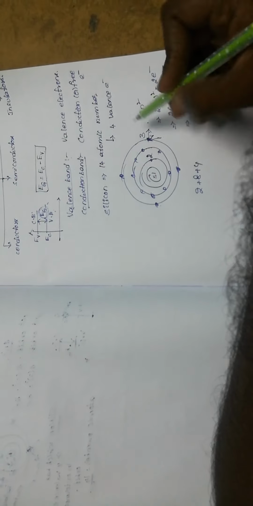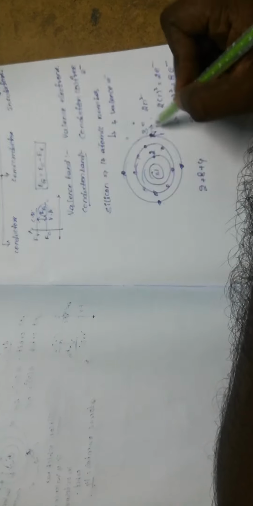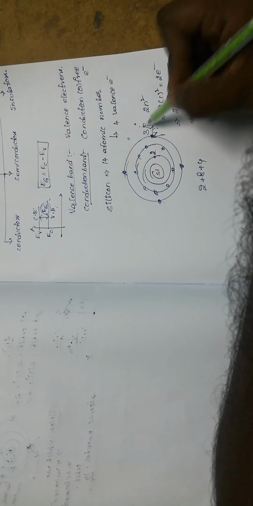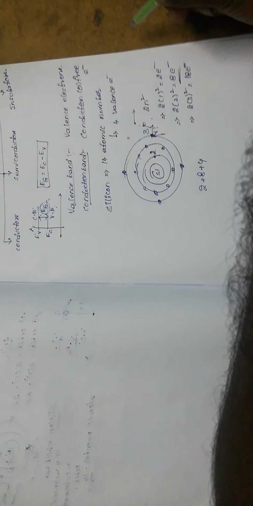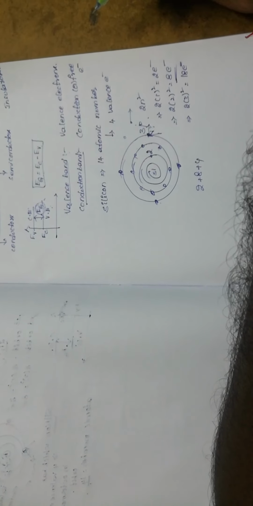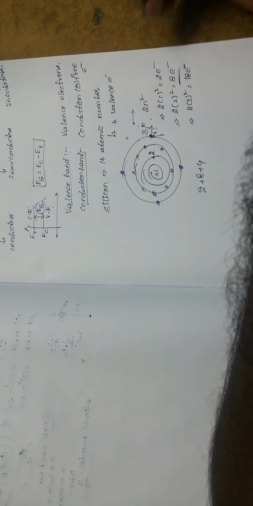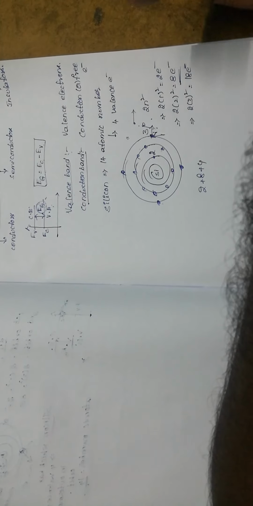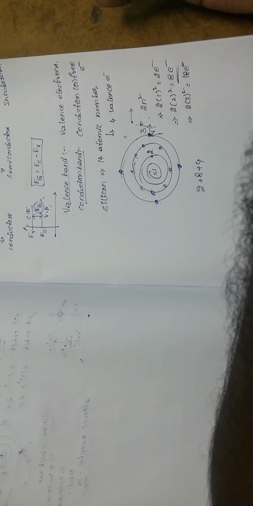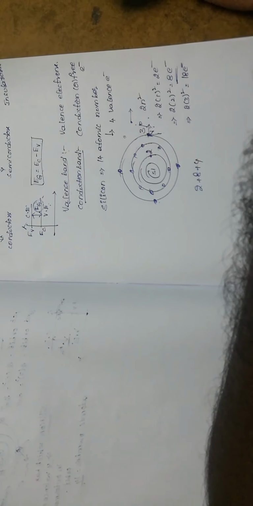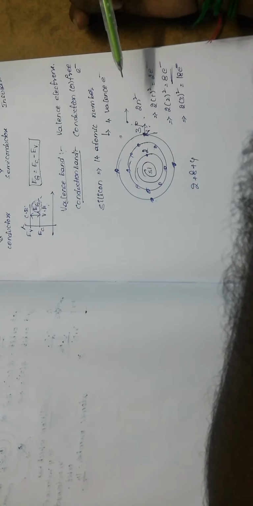Once the valence electrons become free, if we apply sufficient energy, these free electrons start to move from one place to another place. Then only the charge is accumulated and the current starts. If the free electrons are present but not in movement, the current is not going to be formed. So we come to know what is meant by valence band and conduction band.